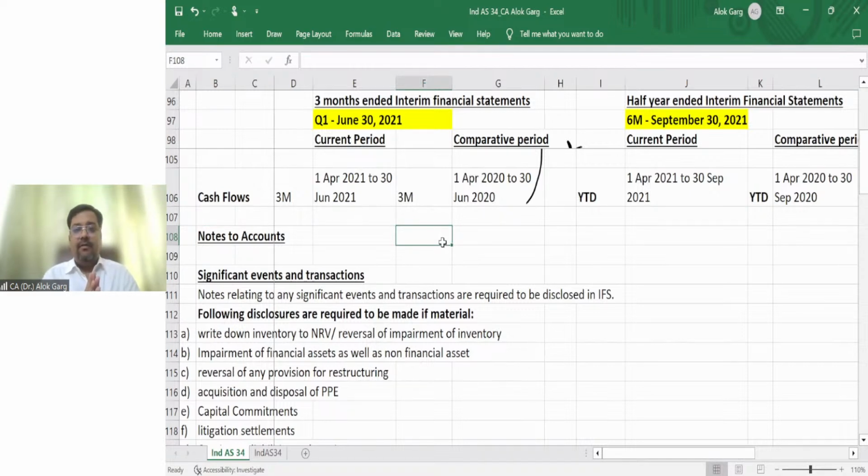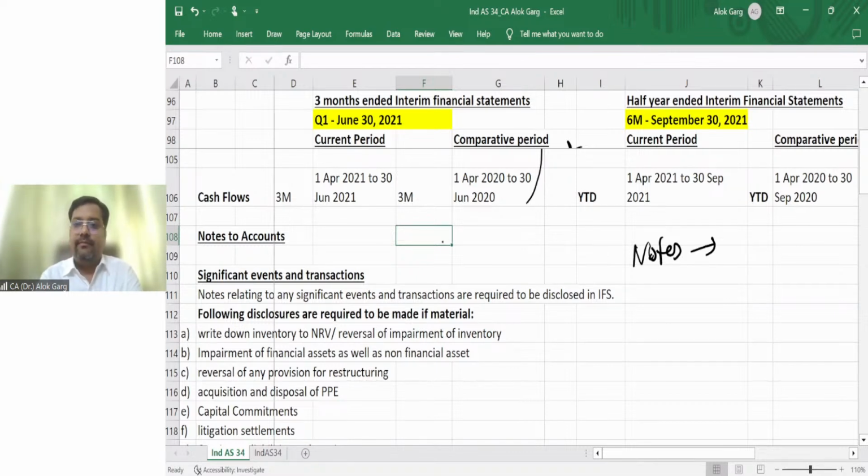Friends, in the notes to accounts, what is required to be given? First of all, I will bifurcate the notes to accounts into two parts. Two kinds of notes are required to be given.